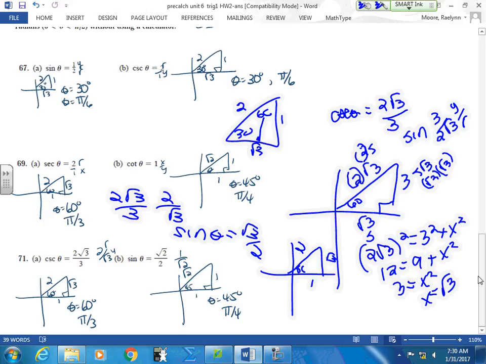I get that, but why do you use the 60 degree? Because that's your reference angle. That's opposite this piece right here. That's this angle right here. 30 is up here.